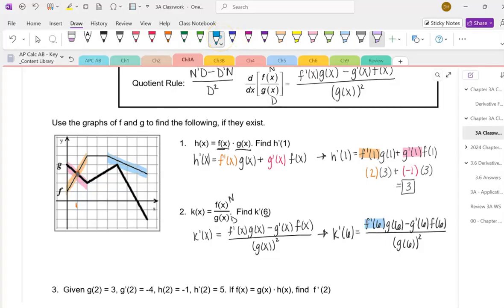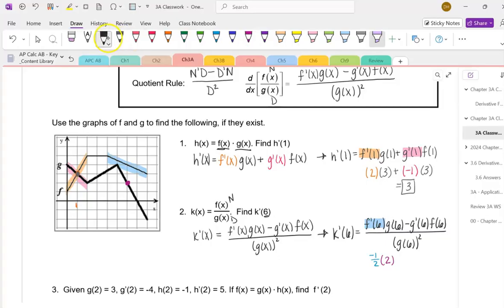And it looks like that slope is down 1, right 2, so we're at -1/2. And then after that, we have to find g of 6. So to find g of 6, I'm going to go to the line called g, 1, 2, 3, 4, 5, 6, and up to the line, and it looks like we're at the number 2.